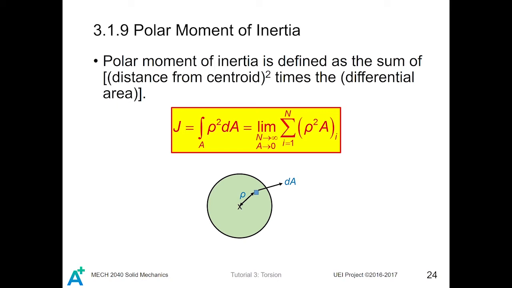Finally, let's talk a little bit about polar moment of inertia. The polar moment of inertia is defined as, for the entire region A, the integral of rho squared times dA. Notice that for this integral, the distance from the center, rho, is already defined in the polar coordinates.